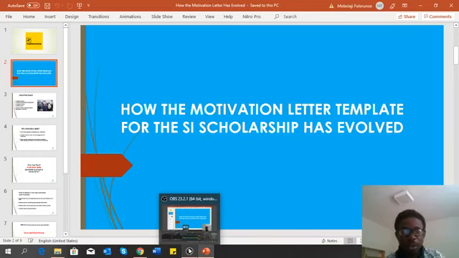This Saturday, this is actually a series, so it's going to last for 4 Saturdays, where we're going to be talking about how each document template for the SI scholarship has evolved since 2017. I actually have copies of the templates that were provided by the Swedish Institute for the 2016 application, 2017, 2018, and 2019 application.